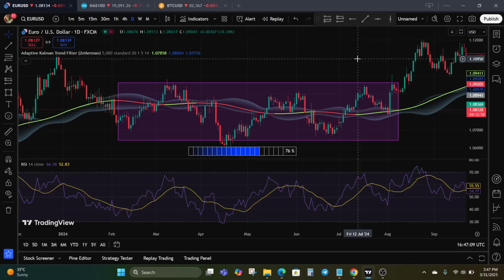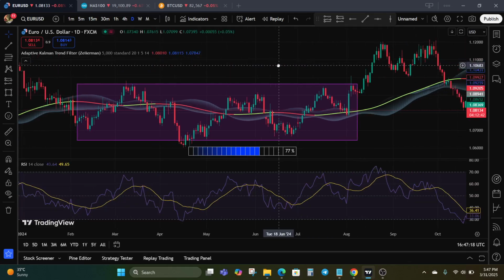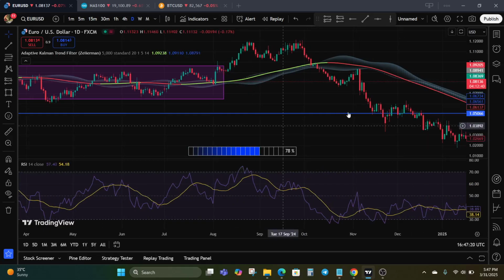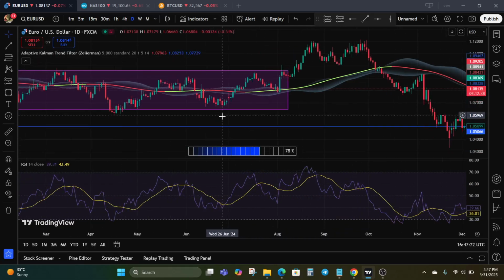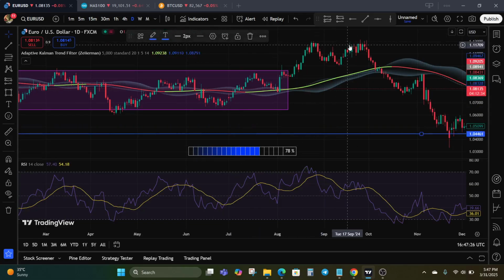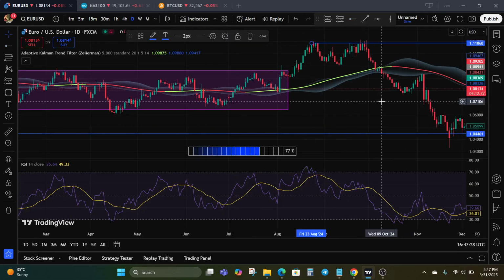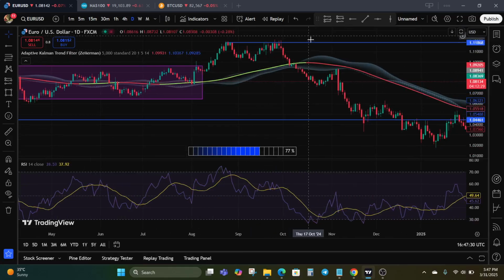So even with a powerful tool like this, risk management is key. And here's how to stay safe. Always set your stop loss below support for a buy trade. If you're entering a buy trade, set your stop loss below support, and then set your stop loss above resistance for a sell trade. It's very, very important. Below support for a buy trade, above resistance for a sell trade.